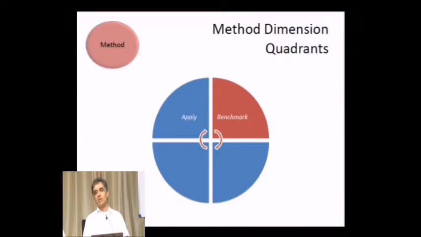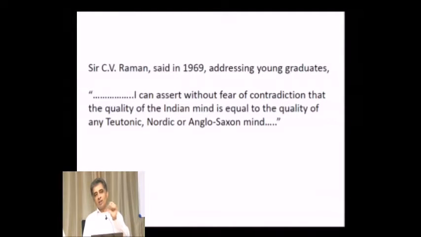So the second quadrant is as important as the first quadrant, which is a benchmark. Why is it so? Again, one of those little things I got out of C.V. Raman's address to the young graduates, in 1969, he, the Nobel Prize winner, says, "I can assert without fear of contradiction that the quality of the Indian mind is equal to the quality of any Teutonic, Nordic, or Anglo-Saxon minds." So why do you have that concept that I am not able to think at that level? A Nobel laureate could so confidently say that about the Indian mind.